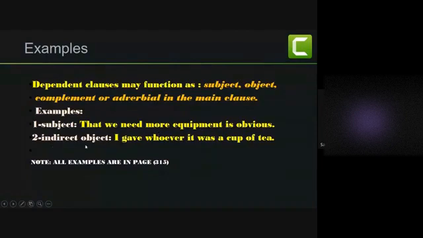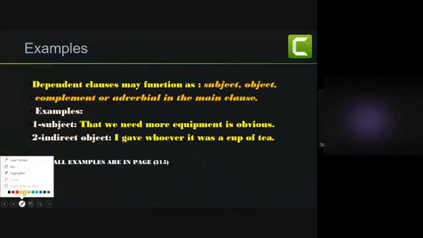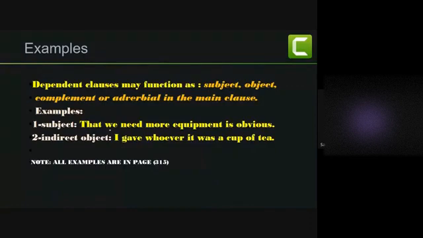Or indirect object: I gave whoever it was a cup of tea. This is a dependent clause, and it functions as an indirect object. If you want to have a look on other examples, you can go to page 315. This clause functions as a subject, and this clause functions as an indirect object.